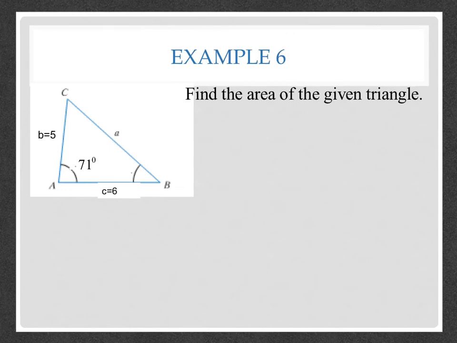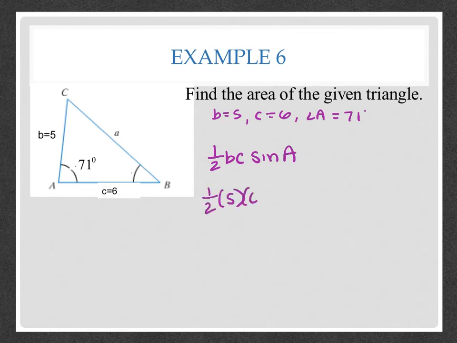And again, instead of giving you the triangle like the drawing, it will probably say B equals 5, C equals 6, and angle A equals 71 degrees. So this would be 1/2 BC times the sine of angle A: 1/2 times 5 times 6 times the sine of 71. Like Mia just said, you can multiply that all out and then divide by 2, or you can do 0.5 times 5 times 6 times the sine of 71. So the area here is 14.18, and it didn't give you a unit, so units squared.